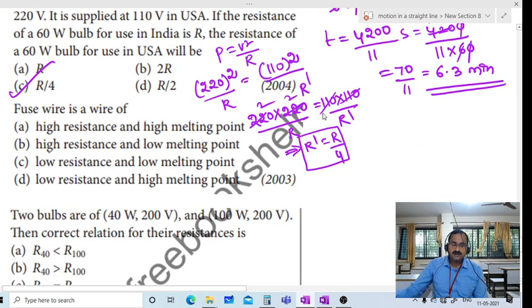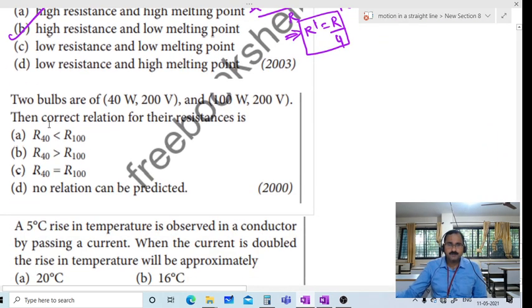Fuse wire is a wire of, they are asking there, remember that fuse wire has high resistance and a low melting point. Fuse wire protects the device you are using. At the start we discussed that it should have high resistance and low melting point. That is the property of that.